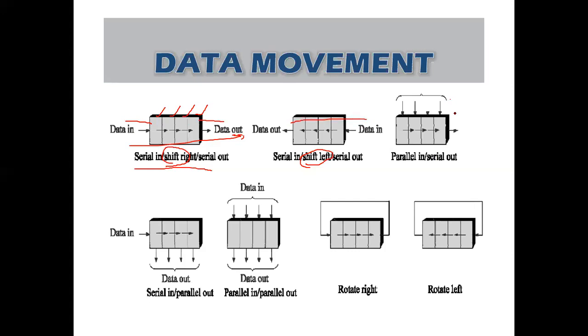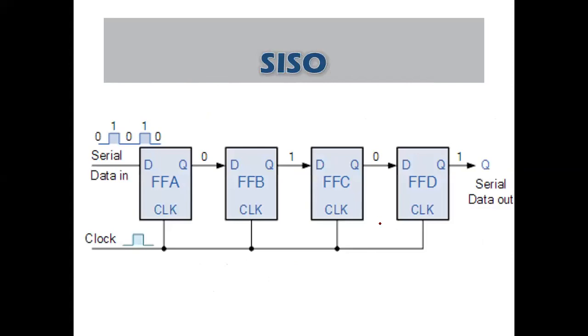This is parallel input but serial output. This is serial input but parallel output. Here, parallel in, parallel out. Here I am rotating it in the right direction. Here I am rotating it in the left direction. So these are the different data movements I can do here. SISO is shown in detail.